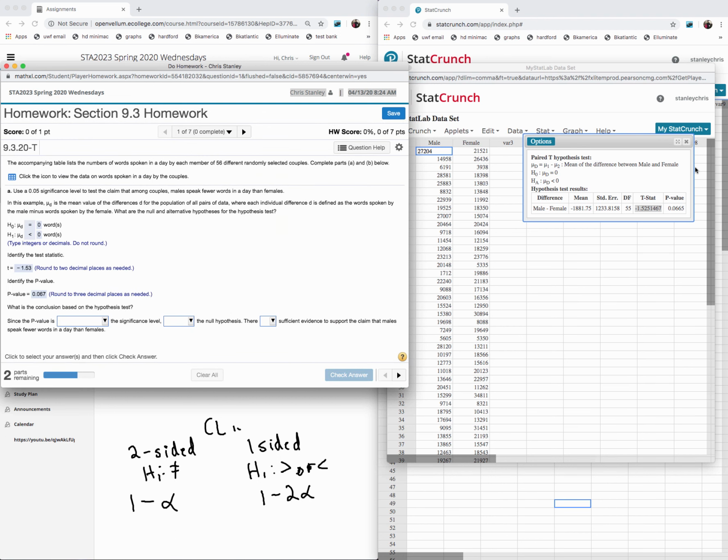Okay, now let's check our alpha level, and I'm just trying to make my decision. This is my p-value. Now my alpha level is 0.05. This is the p-value, this is alpha. If the p is more than the alpha, we fail to reject. Whenever we're not rejecting the null, we don't have evidence that the guys speak fewer words.